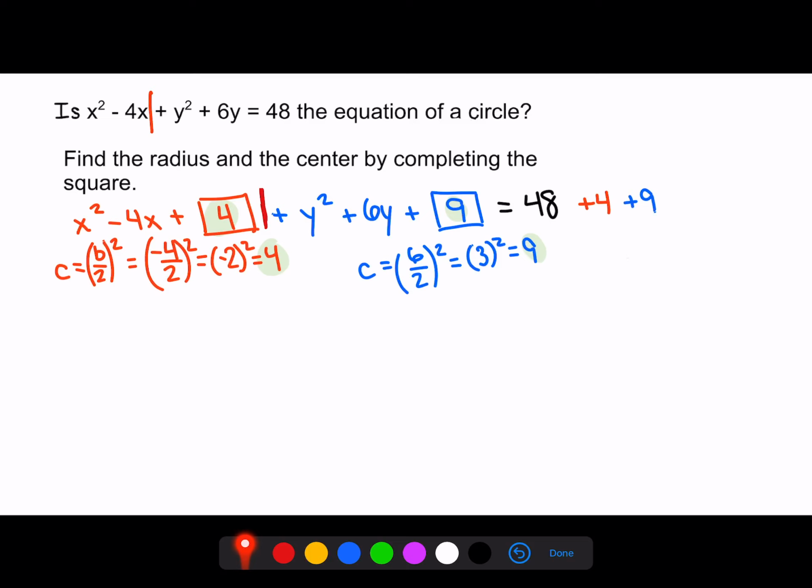Now, the reason that I chose the 6 and the -4 is because those are attached to the variable without an exponent. So it's attached to the exponent of 1, essentially. So that's why I choose those ones. And that's what you'll always do. You'll look for the variable that's just by itself. It doesn't have an exponent attached to it. That's what you take half of.